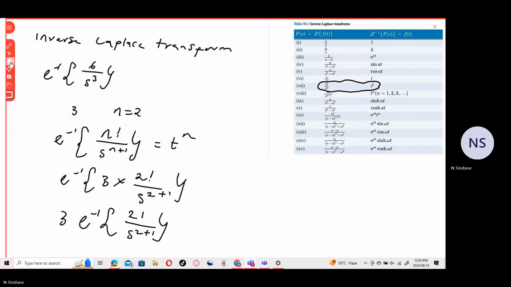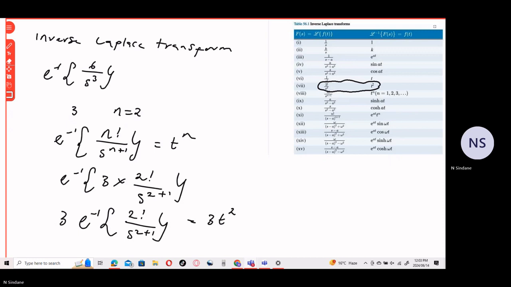When I look at this, let me just make sure my factorial is visible. When I look at this, it is that. It is this, right? So now this will be 3t squared. That is my solution, right?